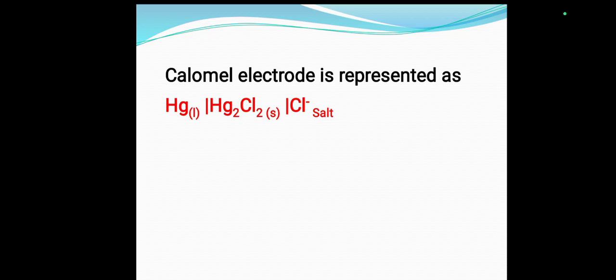Now mercury in contact with Hg2Cl2. I said in the construction Hg2Cl2 is in the form of paste, that's why in the bracket s, which means solid state. And then Cl minus, that is the KCl salt. So representation is very simple: Hg liquid single line, Hg2Cl2 solid single line, Cl minus salt. So single line words I used. Single line indicates direct contact.